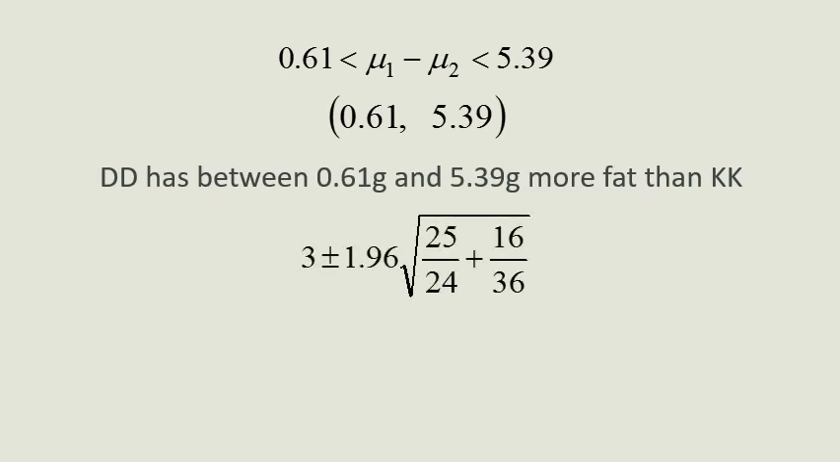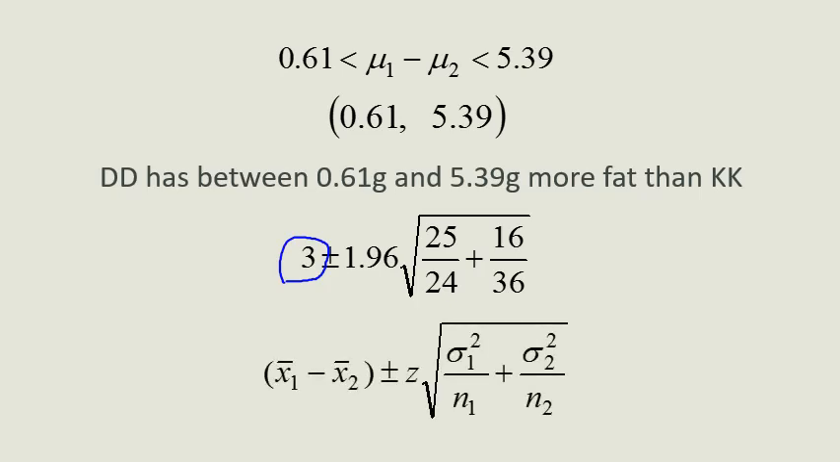The algebra for the interval again boils down to a pretty simple formula. The center of the interval is the difference in the sample means. And from the center, you go plus and minus a half-width that is equal to a z value times the SD. The pattern is very familiar to simpler confidence intervals that we've done in the past.